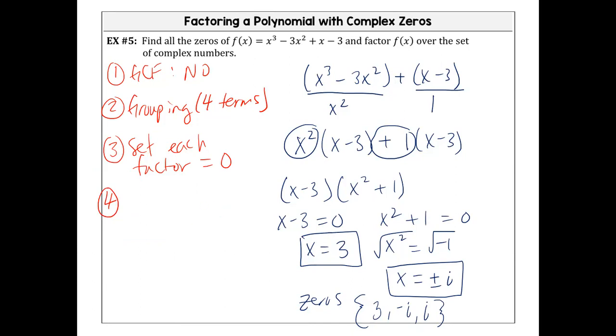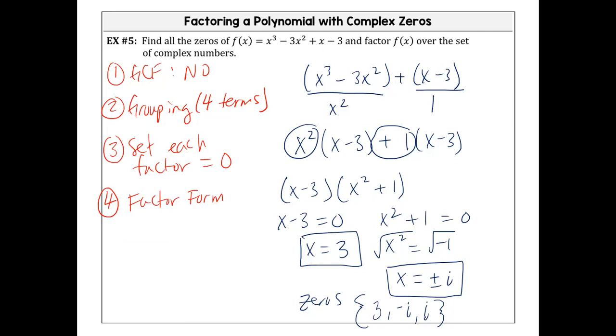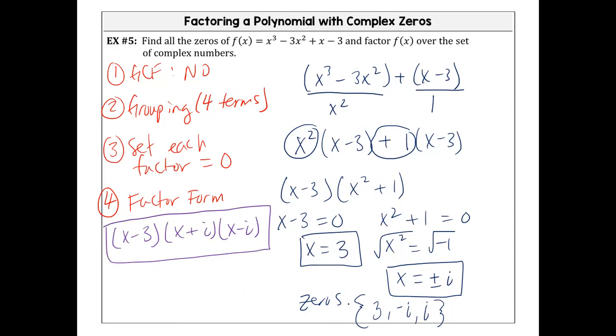All right, so the last step is to write your factored form. We're just writing these as their opposites, right? Yeah. So my factors are x minus 3, x plus i, x minus i. And that is the factored form. So we have our zeros and our factors, which is what it asked for. We found the zeros, yes, and we found the factors.